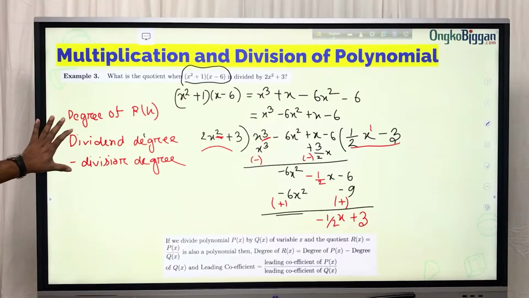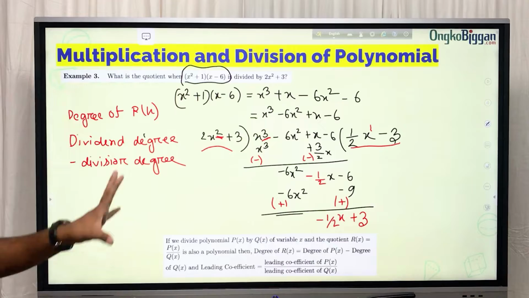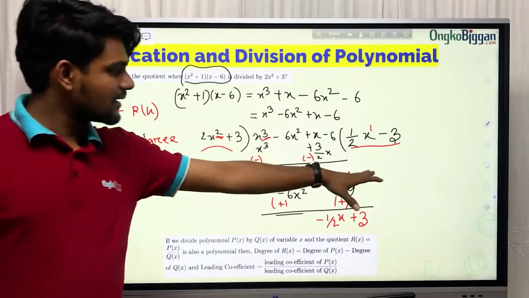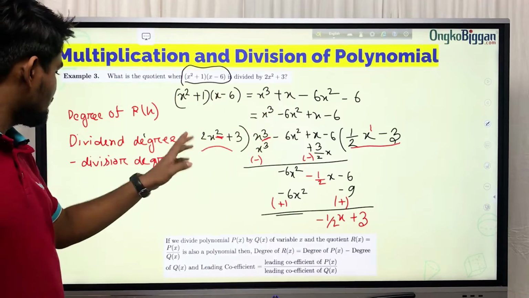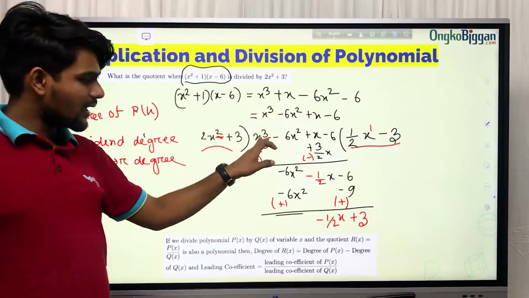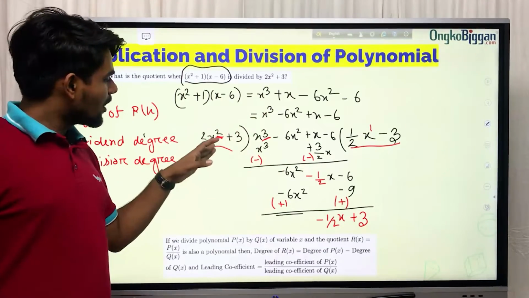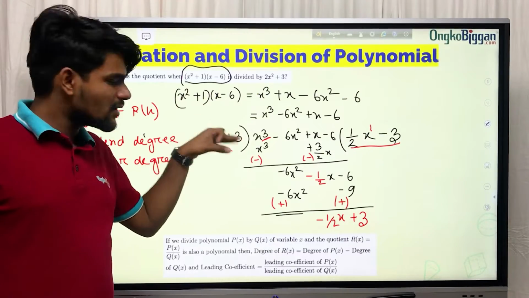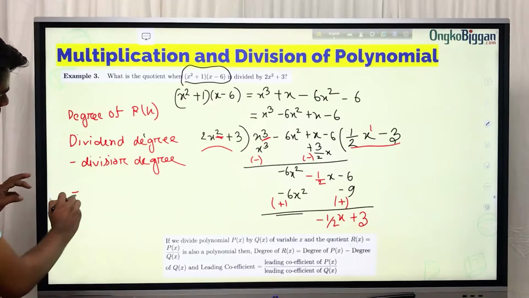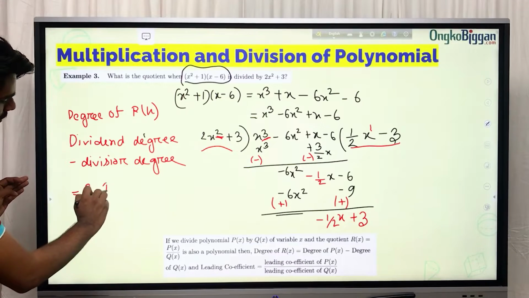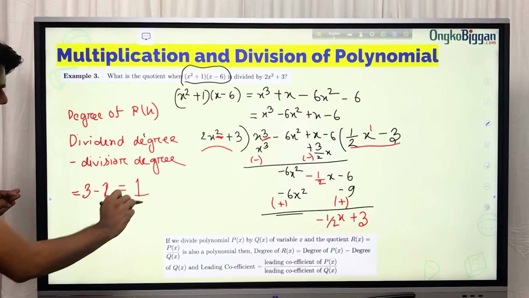Okay, so this is how we can find out the degree of the resultant in a shortcut method, that is, subtracting the value of the degree of the divisor from the degree of the dividend. So that is 3 minus 2, which is equal to 1.